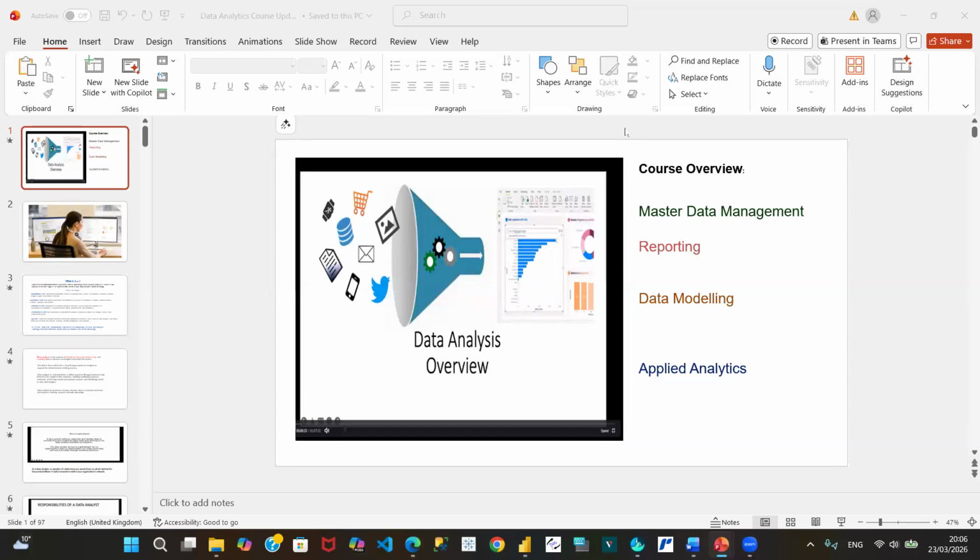So I was saying about how the whole course has been divided into four. The first part being the master data management. And I said that's the part that entails how we got the data. We connected it to Power BI, so connected to the data source. We looked into the data quality issues that are within it.